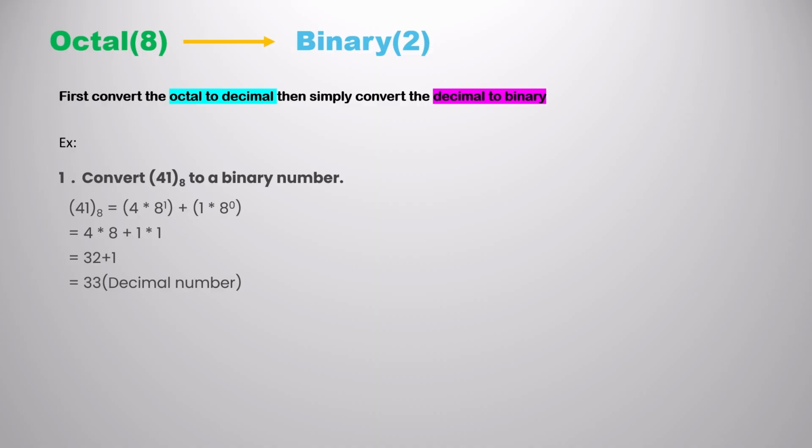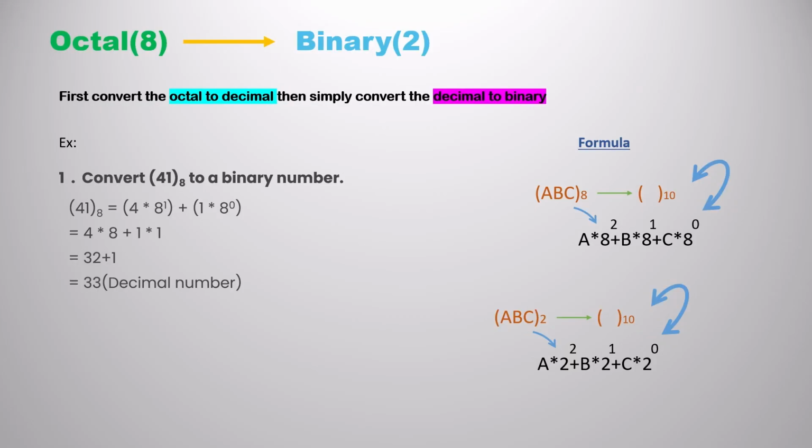So the final summed digit is the output in decimal form. If you still have confusion, the formula can also be recalled from here. If you have an octal number, you have to convert it into decimal form, so we need to multiply. We have an example, ABC. We multiply A by 8 squared, B by 8 power 1, and C by 8 power 0.